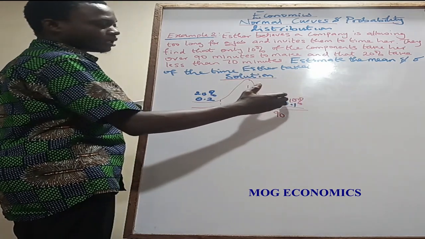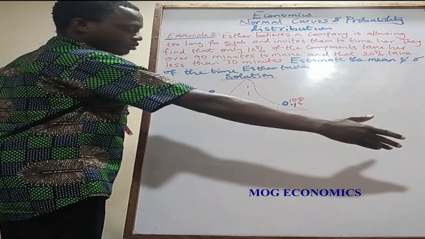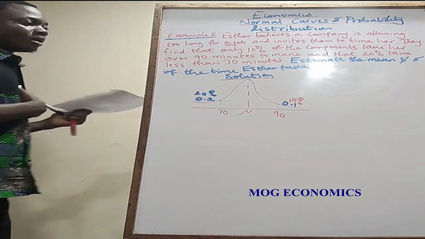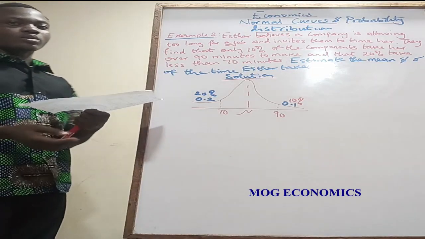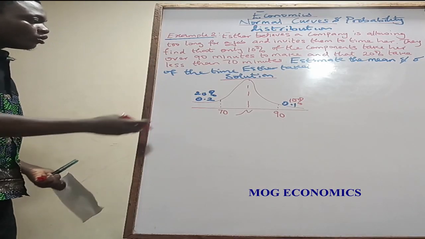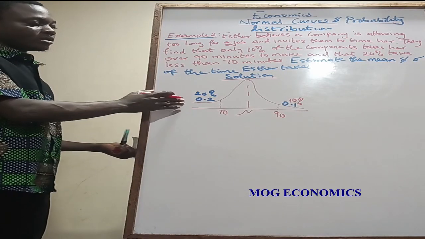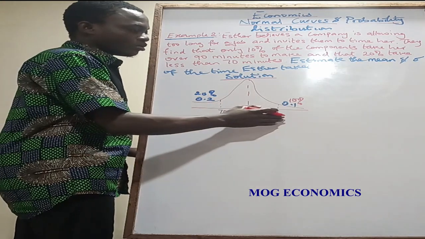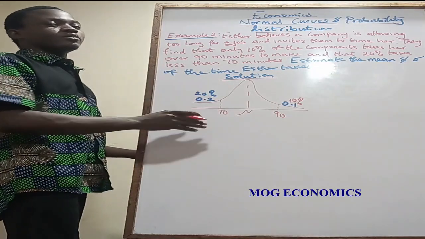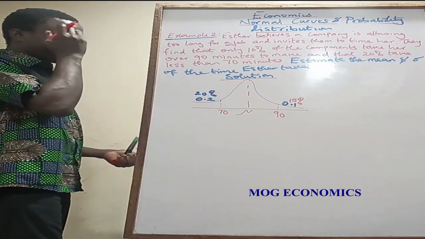we've been given the area to the right of 90, then we're given the area to the left of 70. So how exactly do we begin to work around all of these things? Once this score will correspond to an area of 0.2, once this score will correspond to an area of 0.1. So here you've been given the areas. So what we need to look for is the z-score, the z-score that will correspond to the area of 0.2.